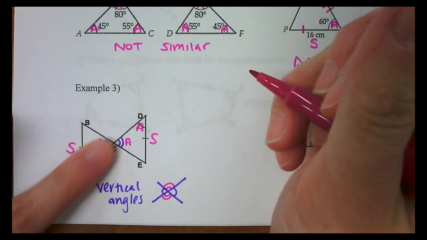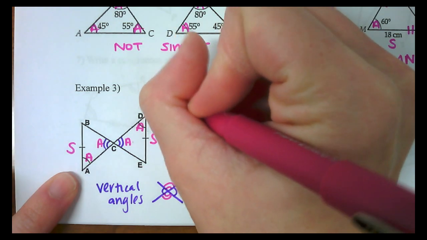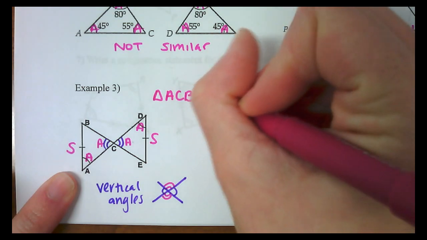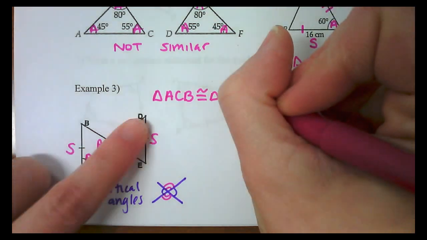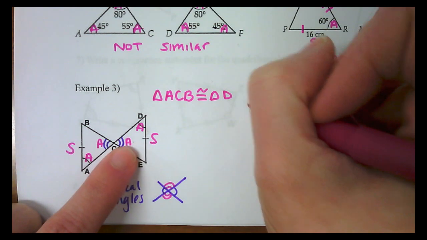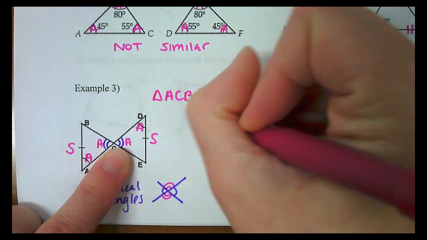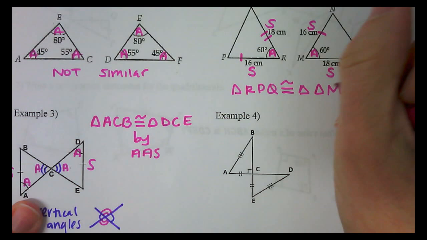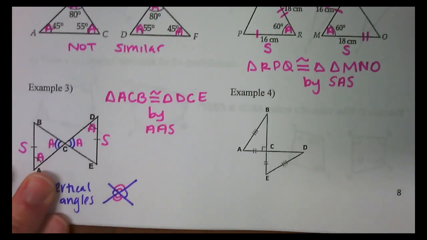So when I write my congruency statement, again, you can pick where to start. If I call the first triangle ACB, I'm starting with the triangle that has one arc. So I'm going to start with D because that has one arc. Then I went to C, so I'm going to go to C in this triangle because it has two arcs. And then the last letter. And then our reason is going to be angle, angle, side. I forgot to put our reason over here. Our reason over here was side, angle, side. I forgot to write that down.